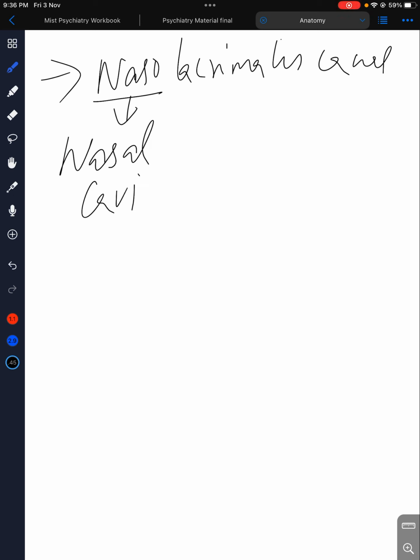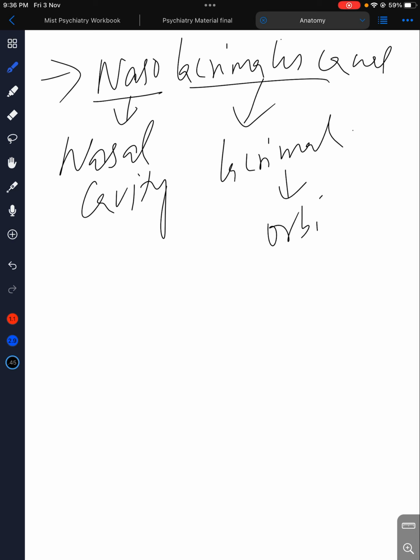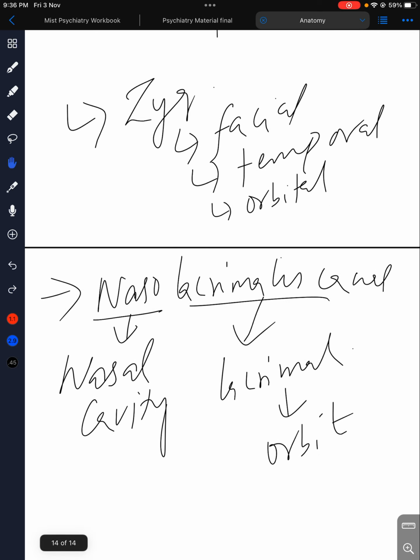cavity to your lacrimal bone. Where is the lacrimal bone? The lacrimal bone is in the orbit. That is why it is a connection of the orbit. This connection you will study again in your nasal cavity connections also, so don't forget this one. So these are our 11 connections of the orbit.